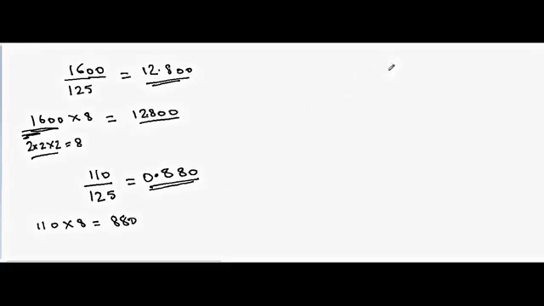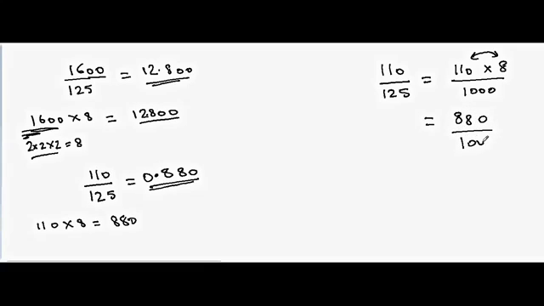So again, how I come up with this trick is, I have 110 divided by 125, so that will be equal to 110 into 8 divided by 1000. So in this case I'm just multiplying the number by 8 and then I'm dividing by 1000. So that's equal to 880 divided by 1000, that's equal to 0.880.